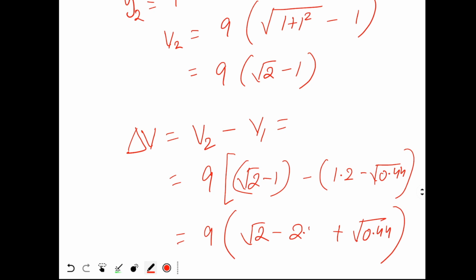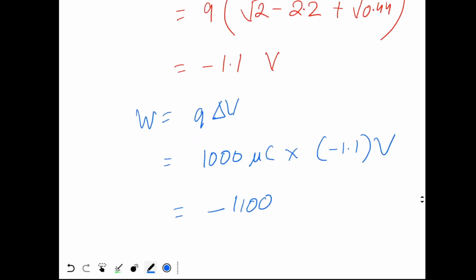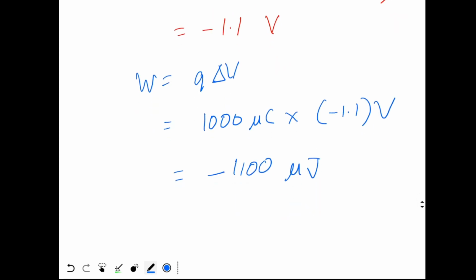So this will be equal to minus 1.1 volt. Now they're asking in the question what is the work done in moving the charge from this point to this point. So work done is q delta V. q is 1000 microcoulomb. So work done will be q delta V, so 1000 microcoulomb into minus 1.1 volt. So this will be minus 1100 microjoules. Okay, so this is the final answer.